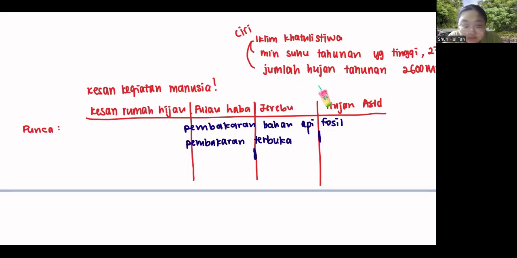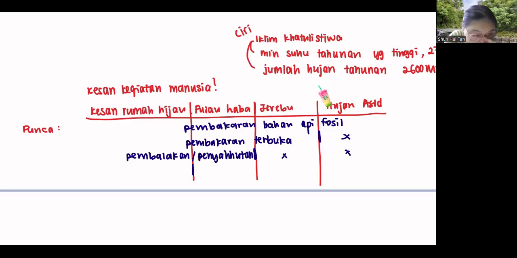Okay? But here, things that cannot do with jerebu is pembalakan or penyahutanan. Deforest. Now, what it do with Pulau Haba? Because we want to develop the place, we chop down the trees. Okay? Pembalakan. Penyahutanan. And then, I draw here means this one cannot use. This one cannot use, okay?